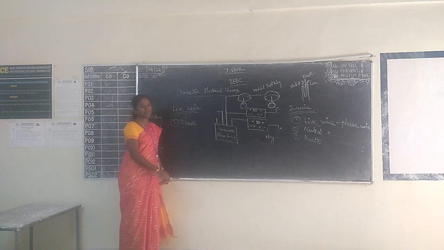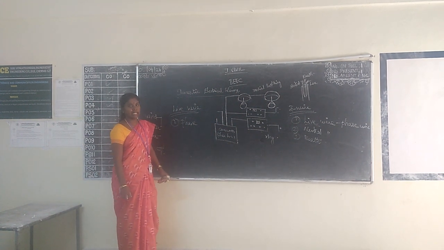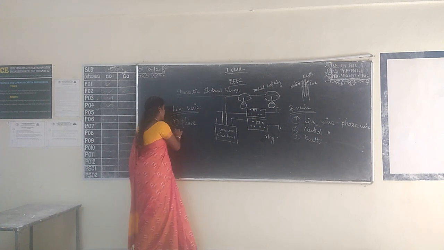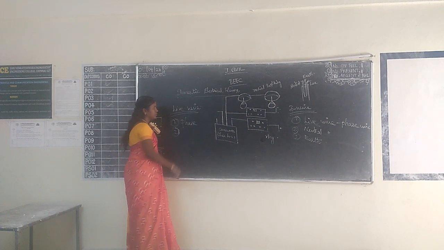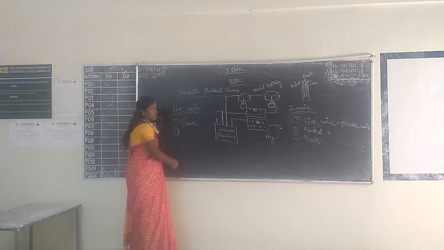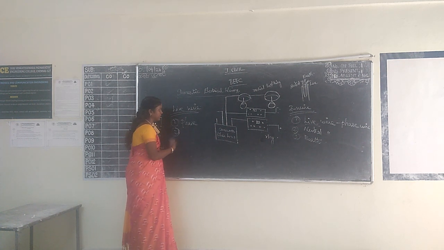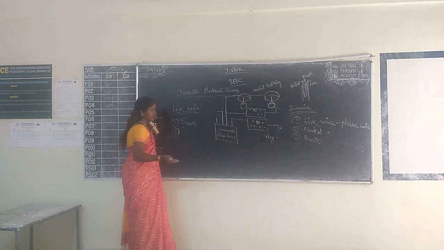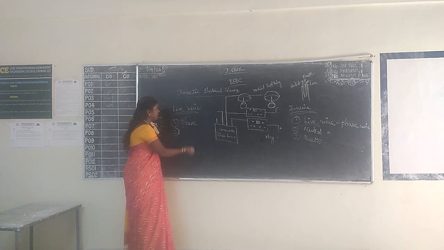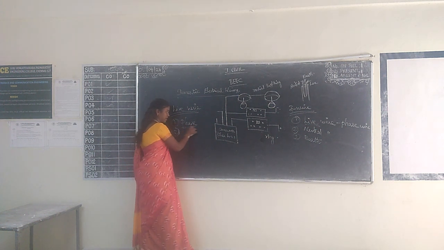Why is it also called a phase wire? Since it carries the electricity phase. And through this wire only the electrical power will be transmitted to various sets of switches. And next, this wire is mainly made up of copper.